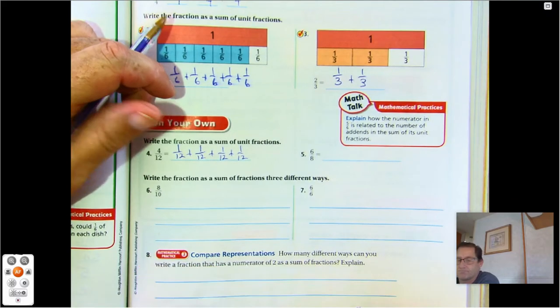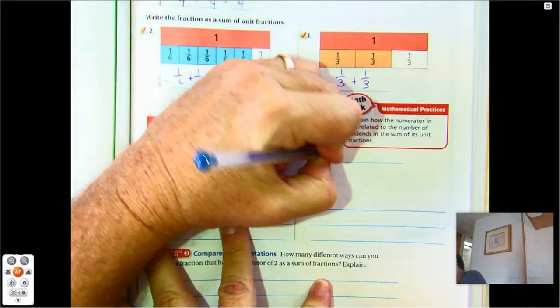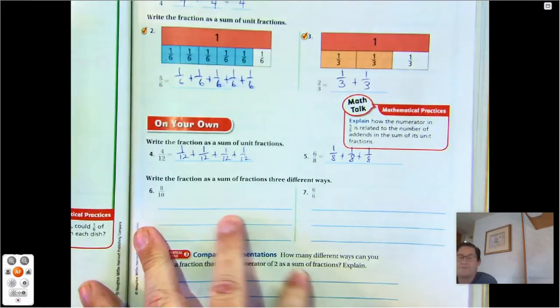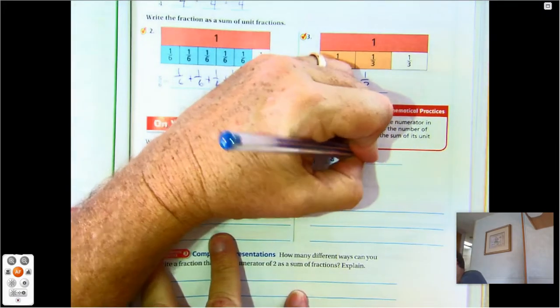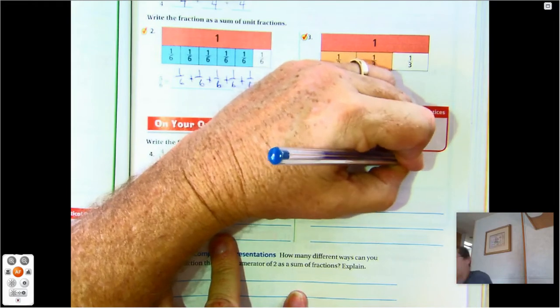All right, 6/8. Okay, so how many unit fractions do I need? I need 6 ones. 1/8 + 1/8 + 1/8, that's 3/8, 4 eighths, 5 eighths, 6 eighths.